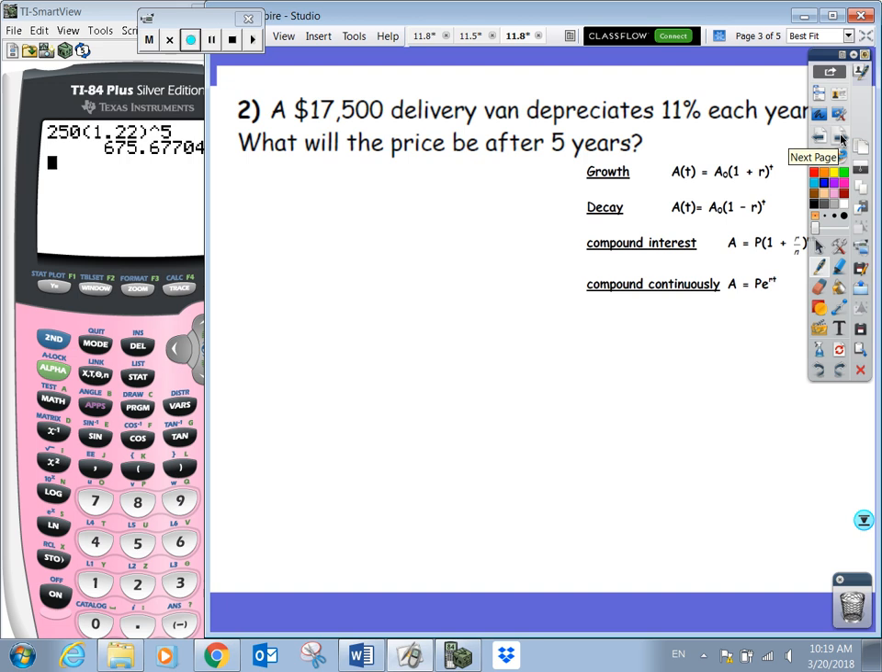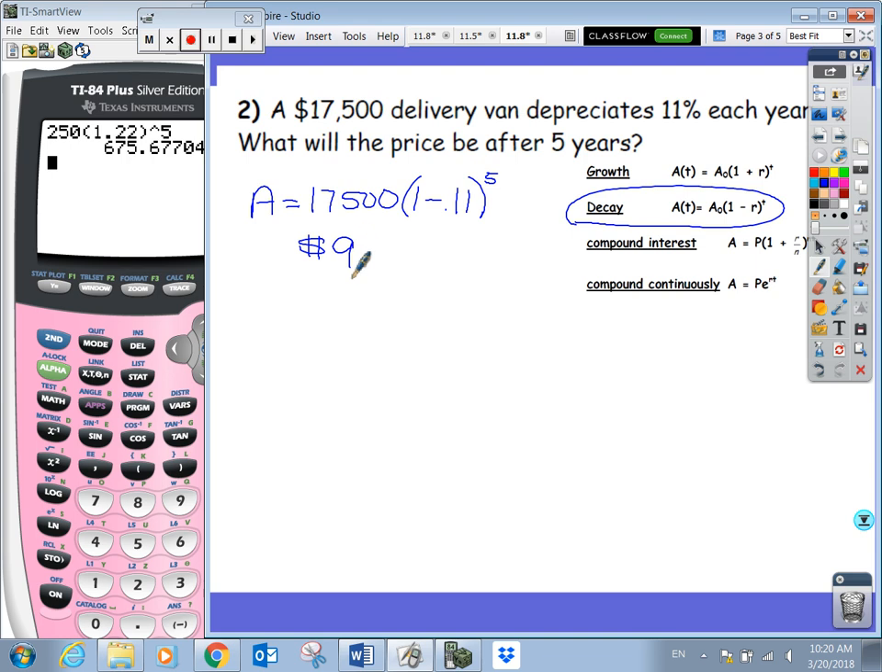All right, here we have a delivery van that depreciates. So something that depreciates is the same as decay. So we're going down. The end amount is going to be lower than the beginning amount. So we don't know the end amount. We know the beginning amount is 17,500. Then we know the rate is minus 0.11 to the 5th. And so we just type that in: 17,500, parenthesis 1 minus 0.11, parenthesis raised to the 5th. And you should get a number smaller than 17,500. If you don't, you've done something wrong. You should get $9,772.10.